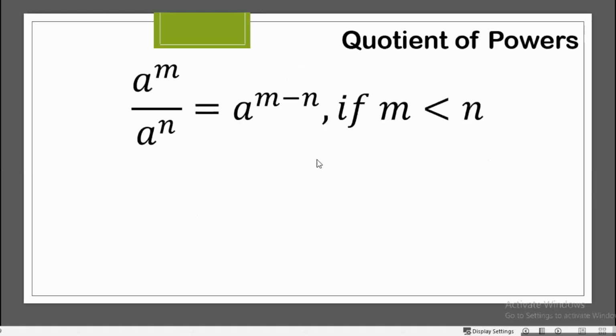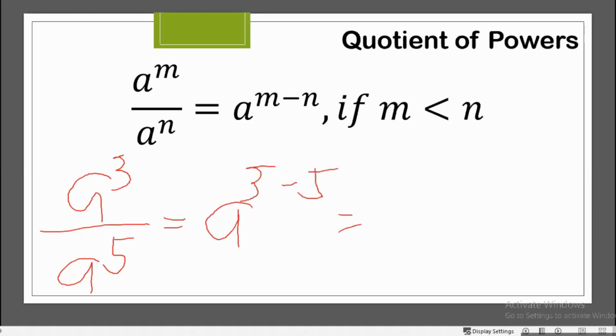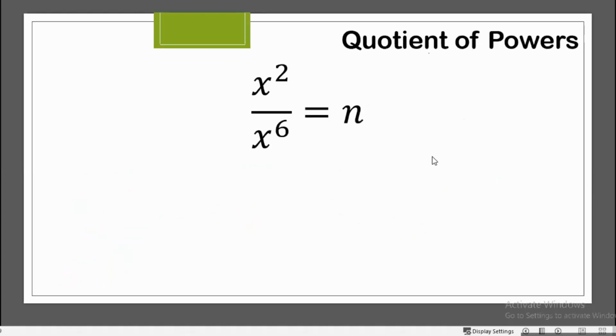What if mas malaki si n? For example, a cubed over a to the fifth power. So you need to subtract, di ba? So 3 minus 5, it will be equal to a to negative 2. Okay? Sige nga, practice mo nga to. So very good. 2 minus 6 is equal to negative 4.